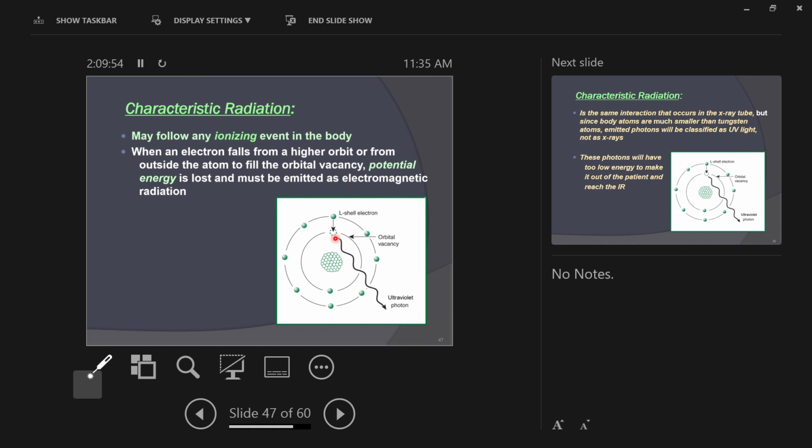Okay, and the way atoms regain equilibrium is by taking electrons from the outer shells and filling the inner shells up. Eventually, the outer shells are going to be left with vacancies, and they just get filled, interacting with other atoms, molecules changing shape, and so forth. But characteristic radiation can follow any ionizing event in the body. Remember, characteristic radiation was one of the interactions that happens in the X-ray tube, right? This also happens inside of the body after any atom is ionized.